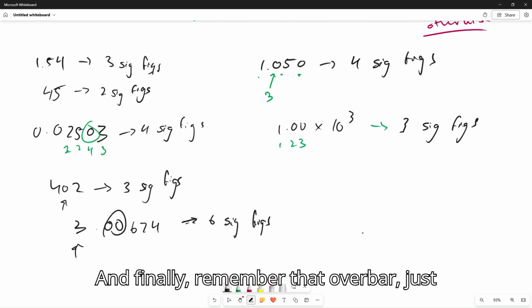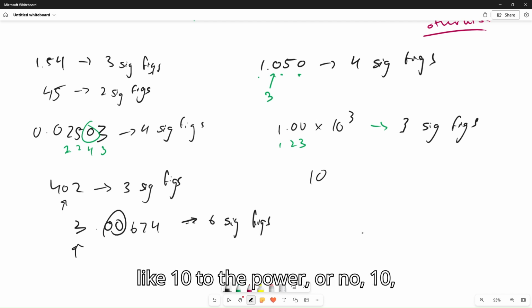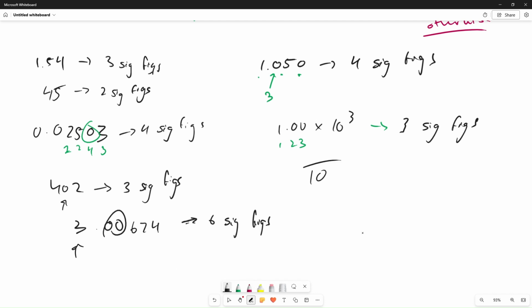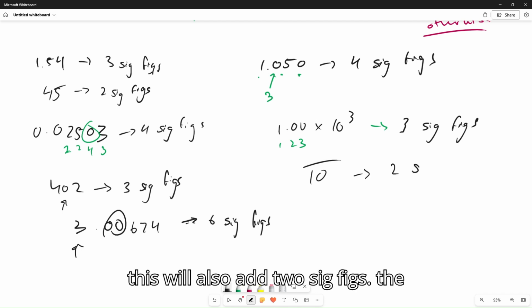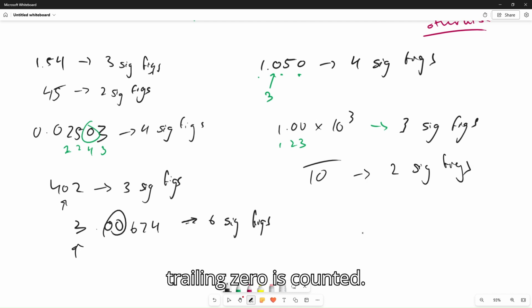And finally, remember that 10 with a bar over it, just repeating, so that means this will also have 2 sig figs. The trailing zero is counted.